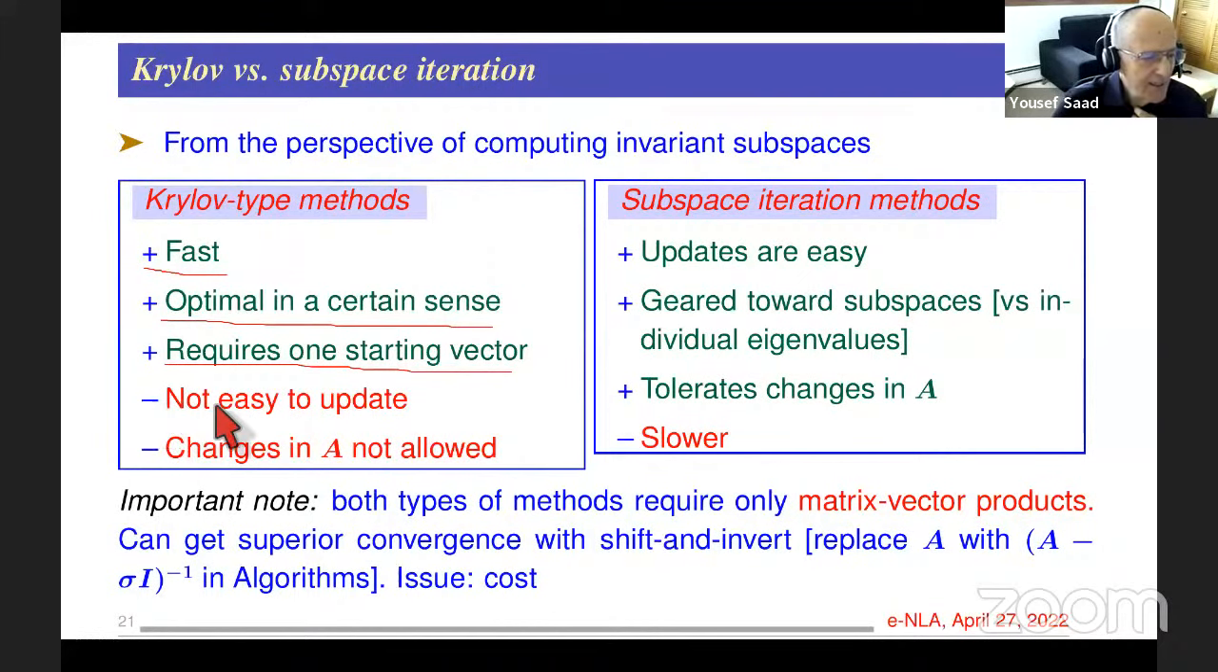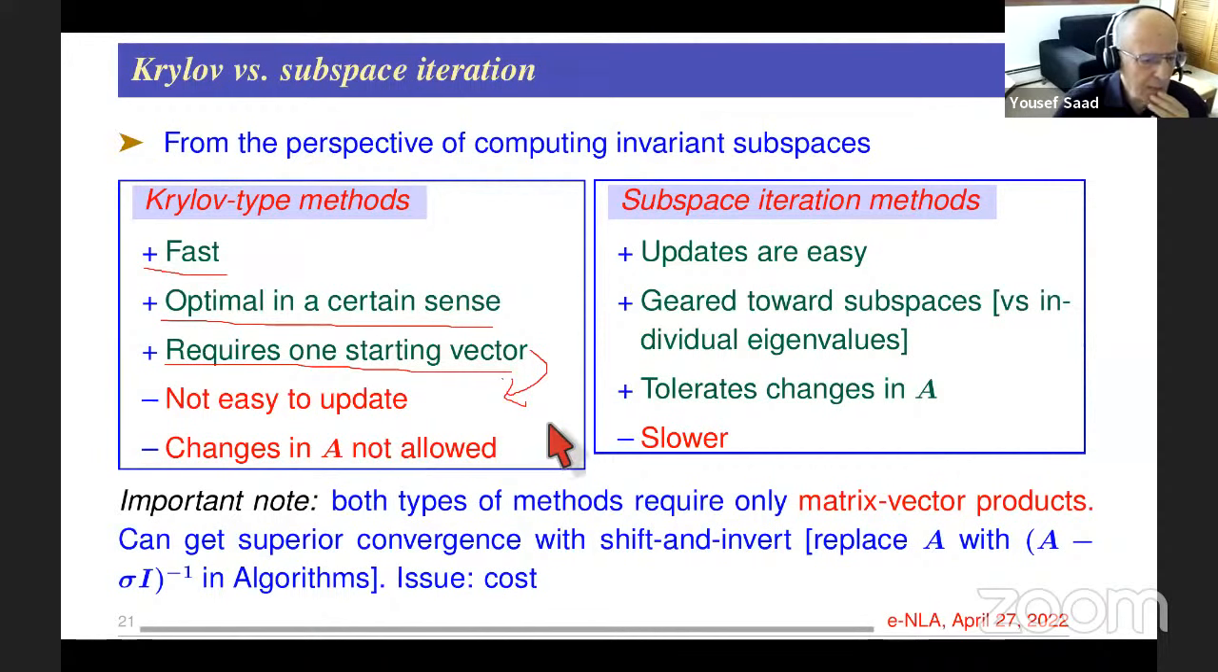And they're not easy to update. In part, that's one of the disadvantages of requiring only one vector. If you have a subspace and you want to update it, it's not going to be easy if you need only one vector. This is a disadvantage in some situations. And the changes on A are not easy to accommodate. If A changes, then you really have to start from scratch in many situations.